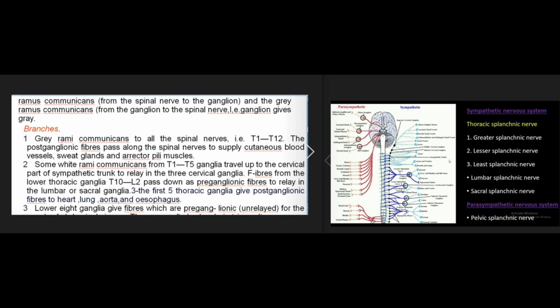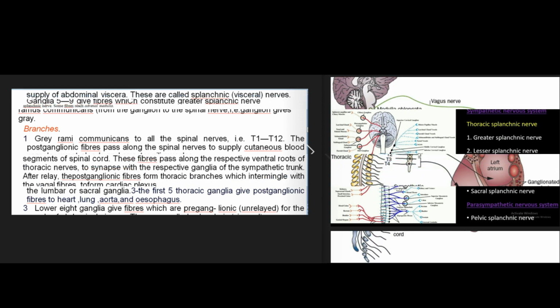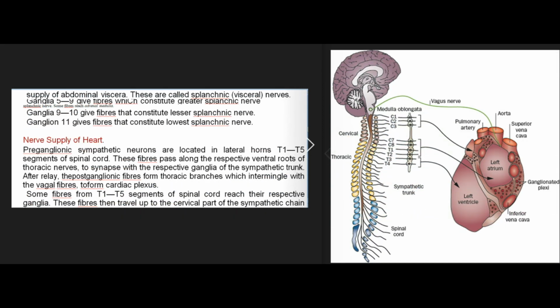Fibres from the lower thoracic ganglia T10-L2 pass down as preganglionic fibers to relay in the lumbar or sacral ganglia. 3. The first 5 thoracic ganglia give postganglionic fibers to heart, lung, aorta, and esophagus. The lower 8 ganglia give fibers which are preganglionic, unrelayed, for the supply of abdominal viscera. These are called splanchnic, visceral, nerves. Ganglia 5-9 give fibers which constitute the greater splanchnic nerve. Some fibers reach adrenal medulla. Ganglia 9-10 give fibers that constitute the lesser splanchnic nerve.